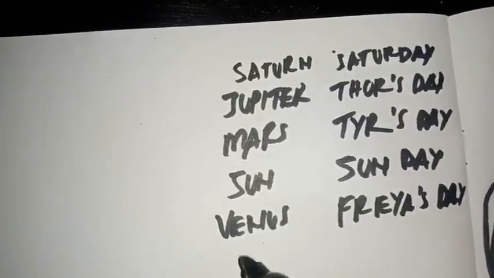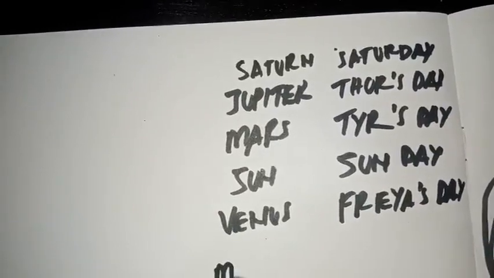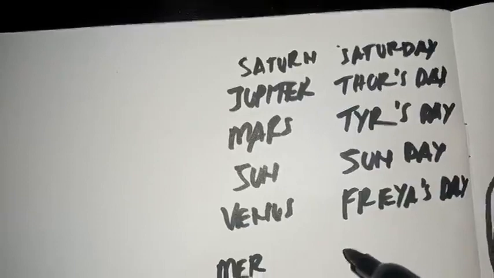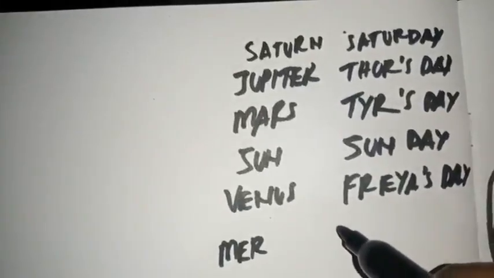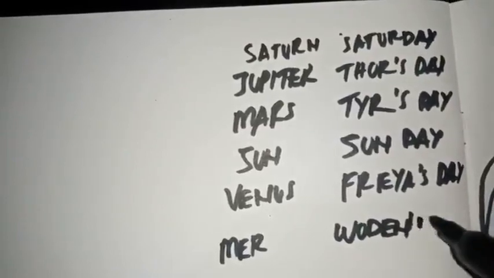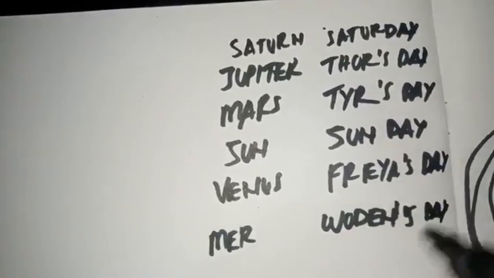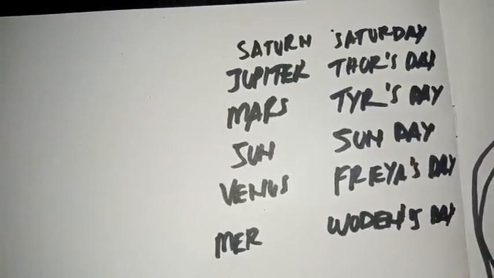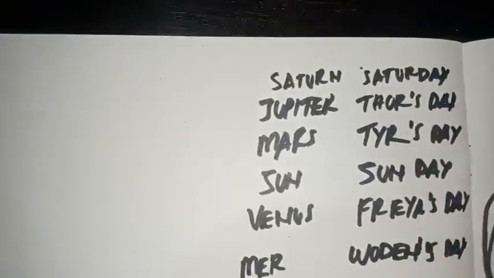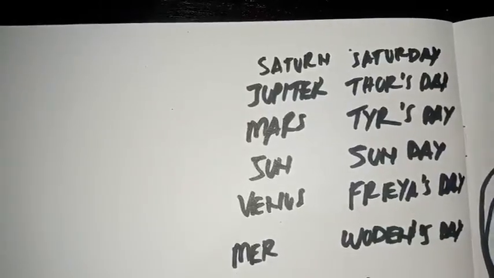That is Friday. And then Mercury is attributed to Odin. So it was Woden, Woden's day. And the Moon is Monday. Odin is the father of Thor. So the Moon is Monday.